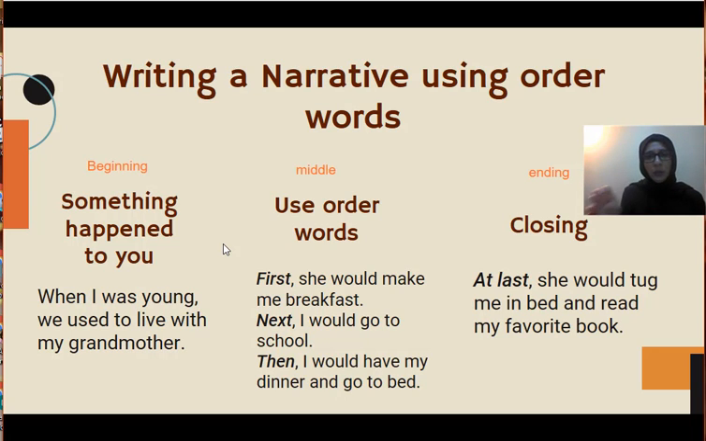Now in the middle, I'm going to use order words. What are the order words? I have first, next, second, then. So first, she would make me breakfast. She means my grandmother. She would make me breakfast. What else? What happens next? I would go to school. Then I would have my dinner. Of course, after I come back from school, I would have my dinner and go to bed. Now, what can be the closing? I can say, at last, she, my grandmother, would tuck me in bed and read for me my favorite book. So this is how I can write a personal narrative.